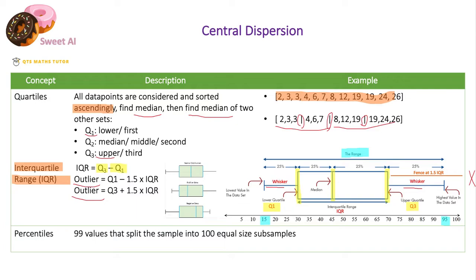And the other thing that we need to know is what a percentile is. Percentiles are 99 values that split the sample into 100 equal size subsamples.